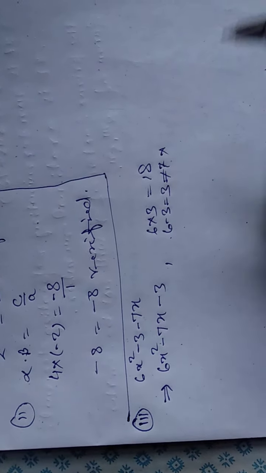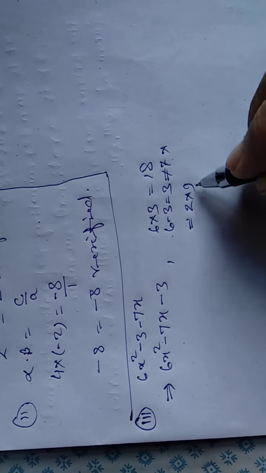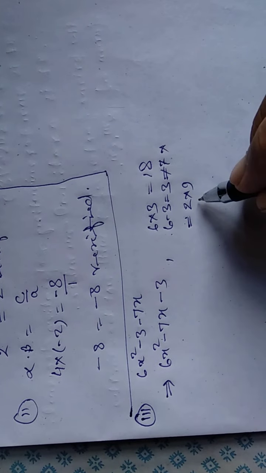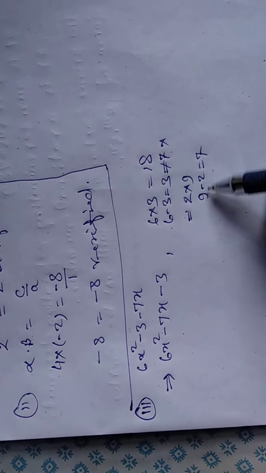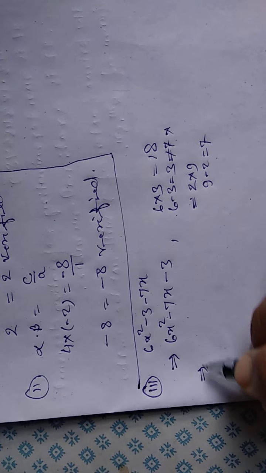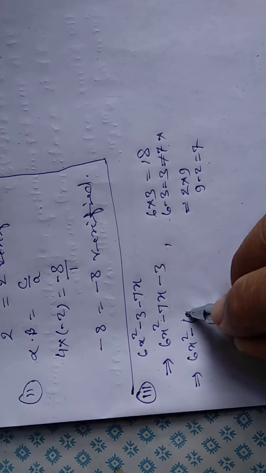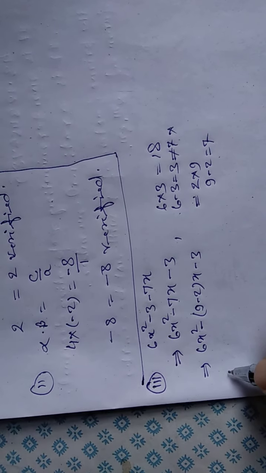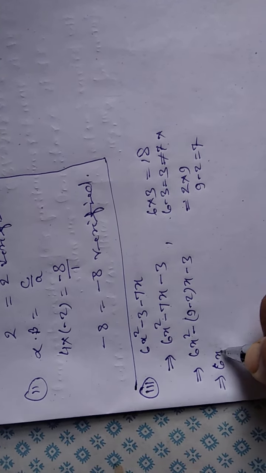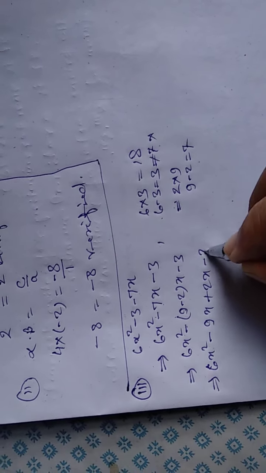Now find the product of these two, it is 18. Write another factor of 18. As you know, 2 nines are 18. Now the difference of these two, 9 minus 2, is equal to 7. So in place of 7 you will write 9 minus 2. Now it is 6x square minus, in place of 7, 9 minus 2x minus 3. Remove this bracket. 6x square minus 9x plus 2x minus 3.